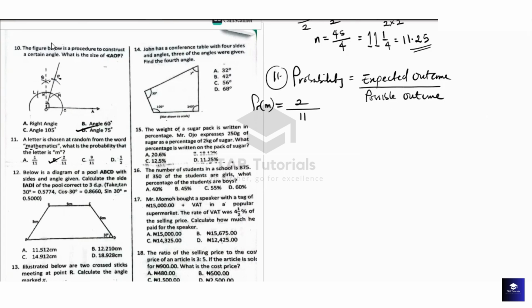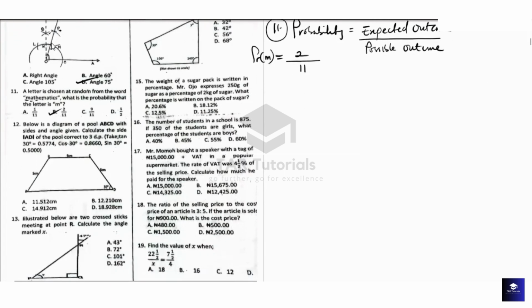Number 12, it says, below is a diagram of a pool ABCD with sides and angle given. Calculate the side AD. So we're looking for the side AD. Taking tan 30 to be 0.574, cos 30 0.8660, and sin 30 0.5000.